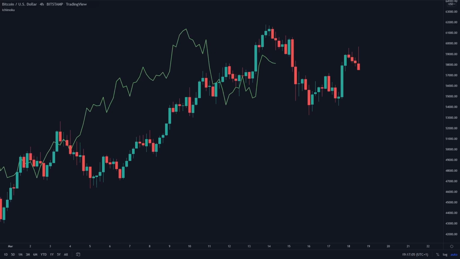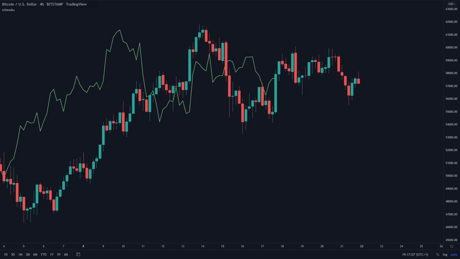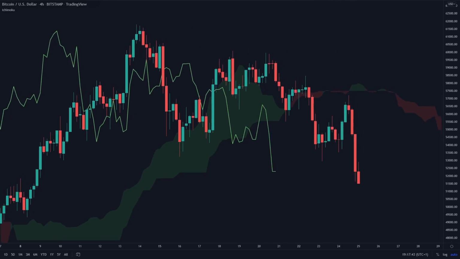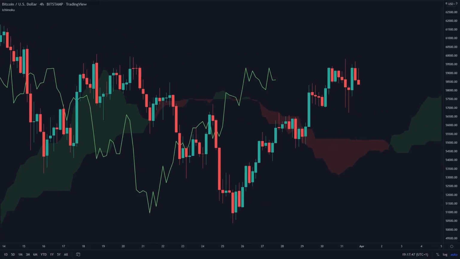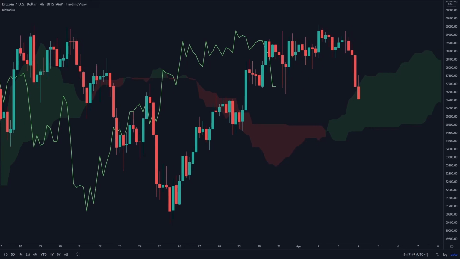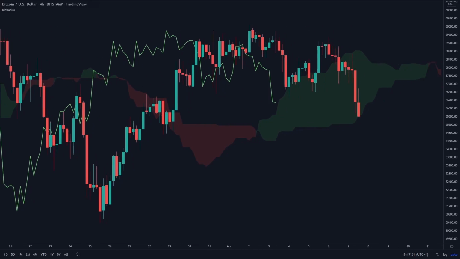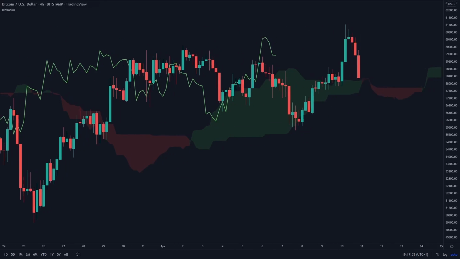Sometimes the lagging span is not compared to the price itself, but to the cloud. The signals of this interpretation are less often reversing. This is because the lagging span must then move through the entire cloud to signal a trend reversal.